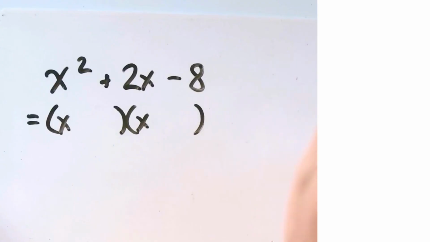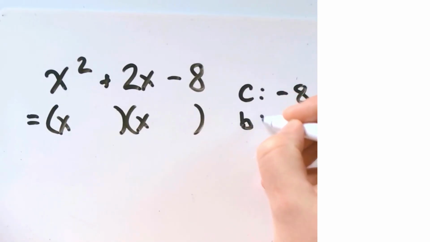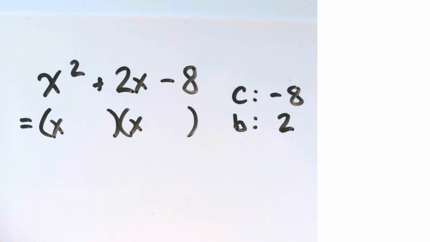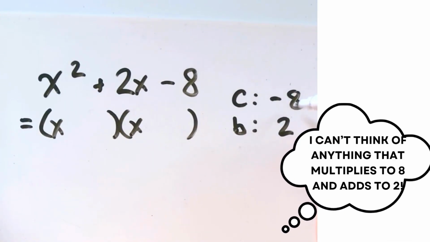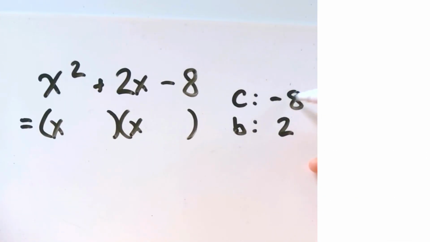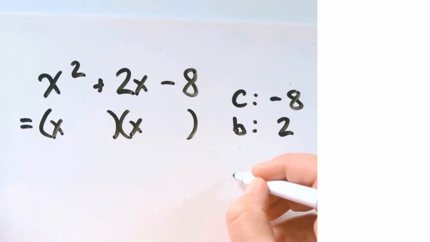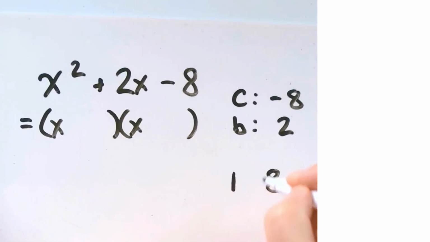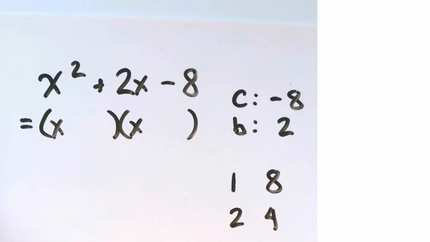So let's not get ahead of ourselves. Let's just write out our C is negative 8 and our B is 2. And you might be thinking, oh my gosh, I can't think of anything that multiplies to 8 and adds to 2. Well, that's because it has to multiply to negative 8. So let's start as we started before and write out our factors of 8. 1 and 8, 2 and 4, and there's nothing else.